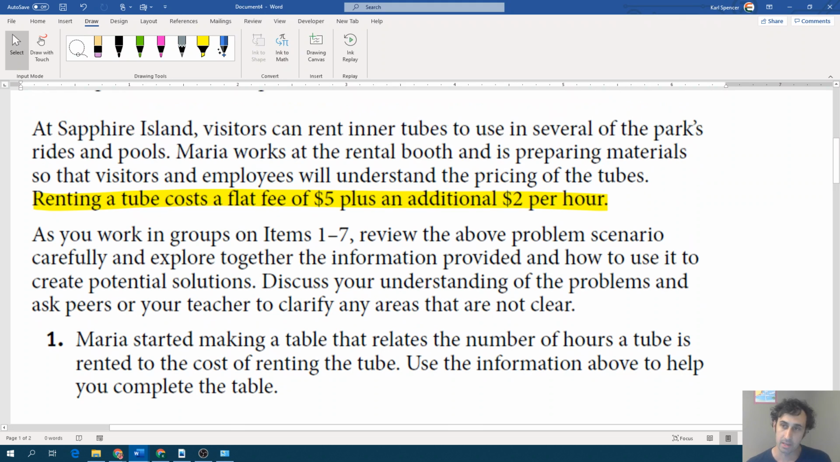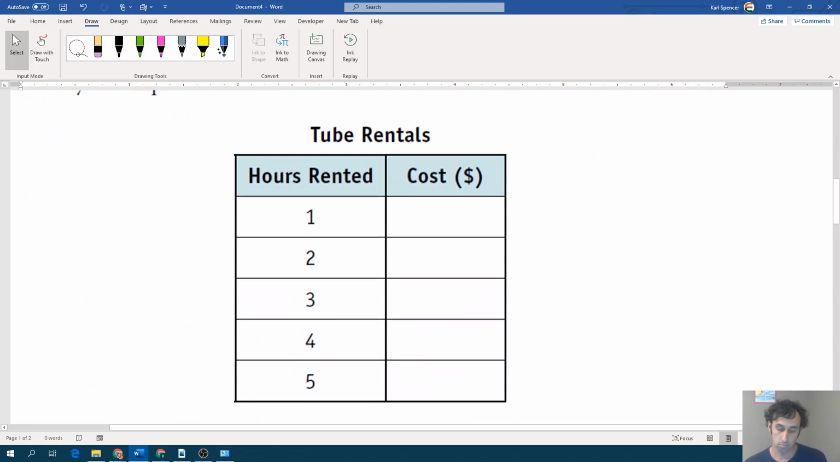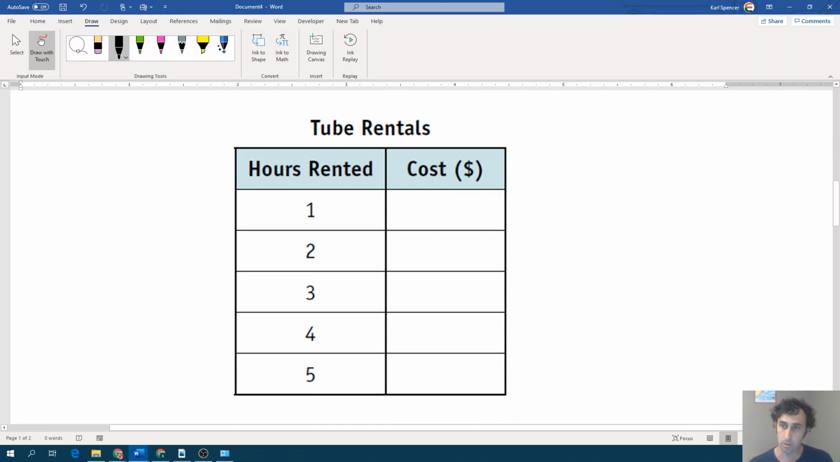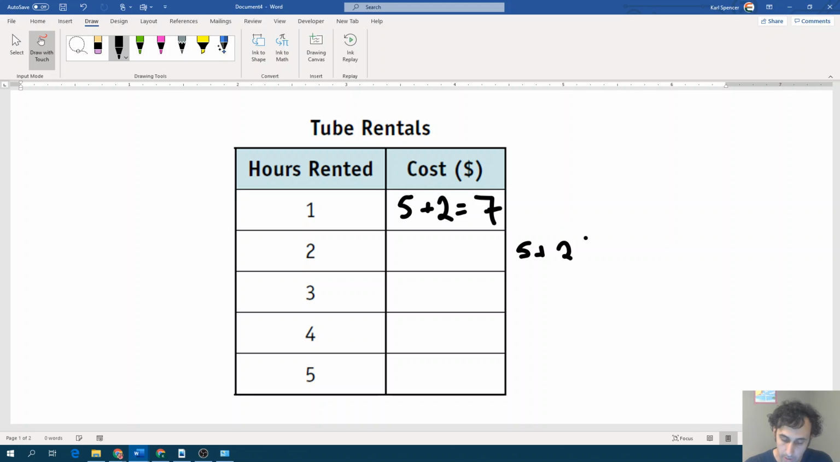Keeping in mind, it's a $5 flat rental fee plus $2 per hour. So if we were to have the inner tube for 1 hour, it's the $5 flat fee plus the $2 per hour for a total cost of $7. If we had the rental for 2 hours, again, the flat fee of $5, plus now we have 2 hours of $2 fees, so it's going to be $9. And hopefully you can start to see what's going on here. If we had it for 3 hours, it's $5, plus the 3 hours at a fixed rate of 2. Now we can continue on.